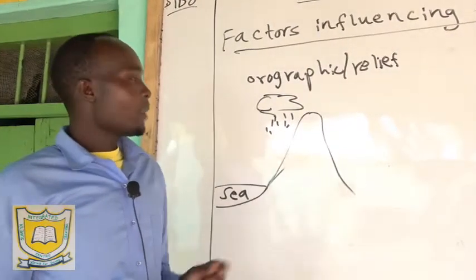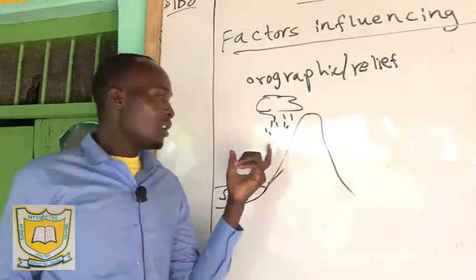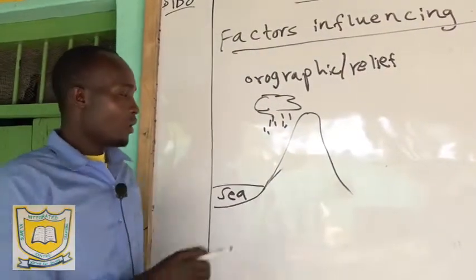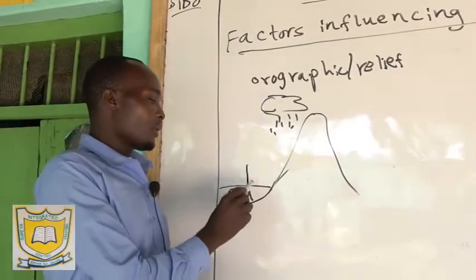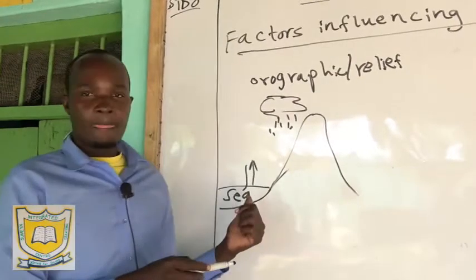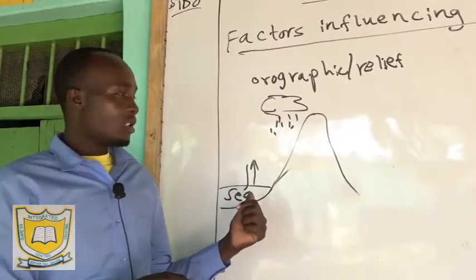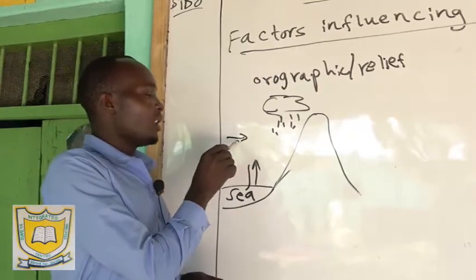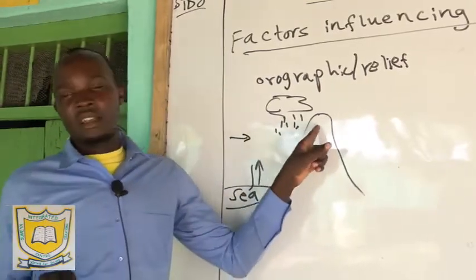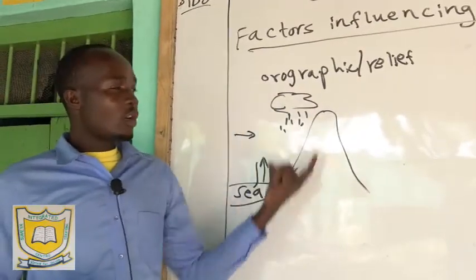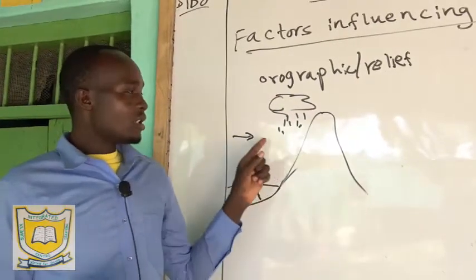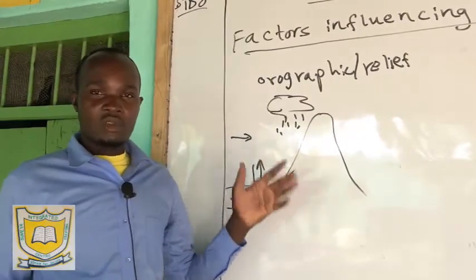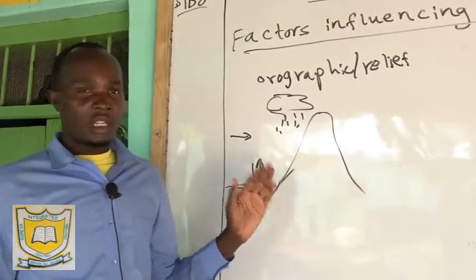For example, on this side, the windward side of the mountain, receives a lot of rainfall. Why? Because there is a lot of water vapor from the sea rising. When the water vapor rises from the sea, it is warm and moist. When it comes near here, it is pushed towards the relief feature. So it condenses to come back as rainfall. So we say this area is cool and wet because of the high rainfall. Then we can carry out farming activities and so on.